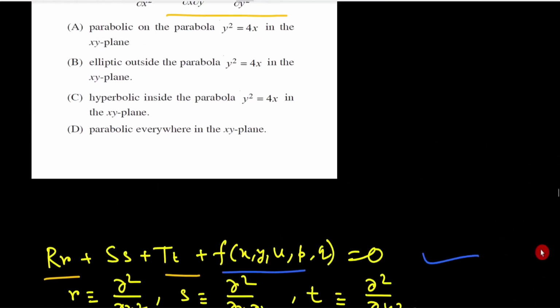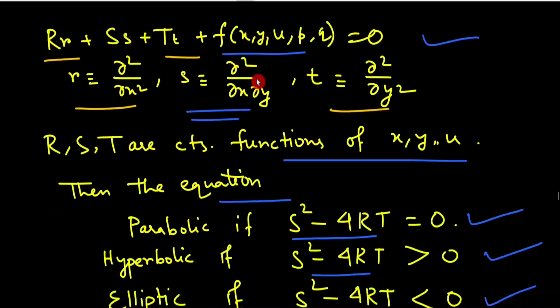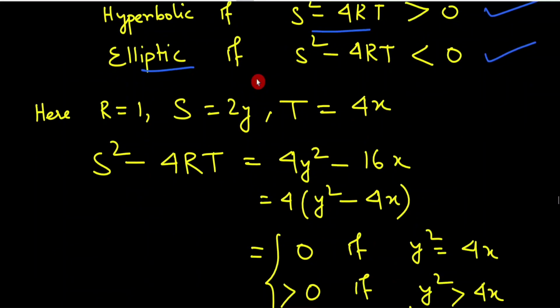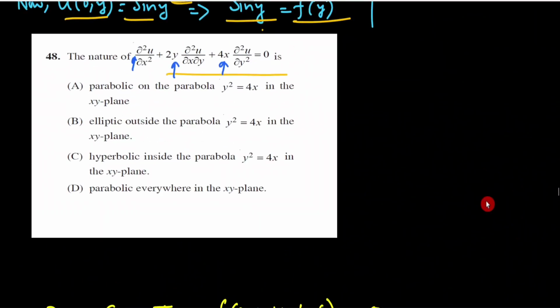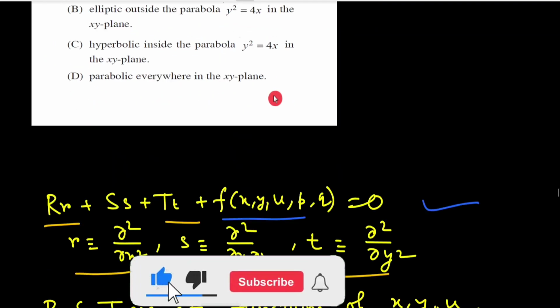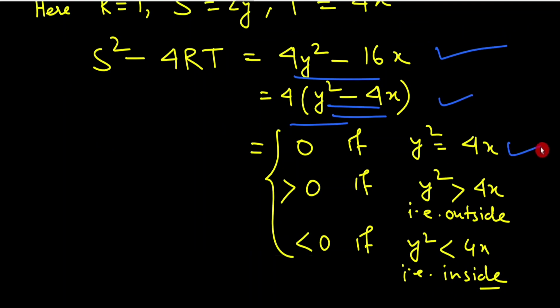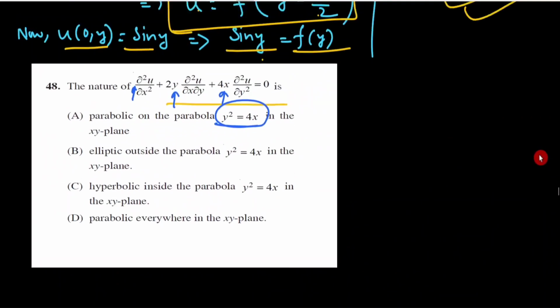Now comparing this equation with the given equation, we get the value of r equal to 1, s equal to 2y, and t equal to 4x. Therefore s square minus 4rt gives 4y square minus 16x. So 4 into y square minus 4x. Now from the options, option A says parabolic on the parabola y square equal to 4x. If we put y square equal to 4x, then we get 0. Therefore this is parabolic and this is the correct option. So option A is correct.